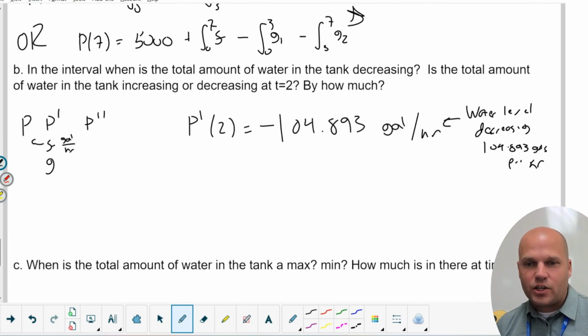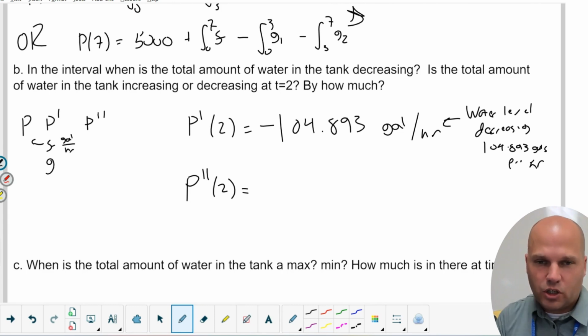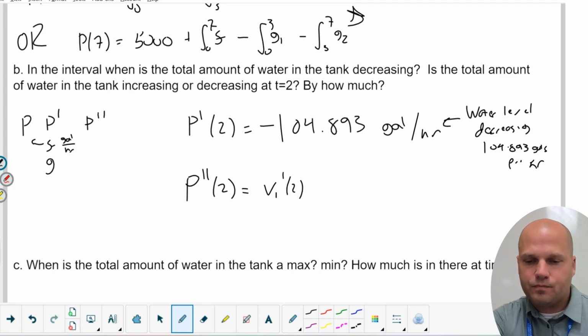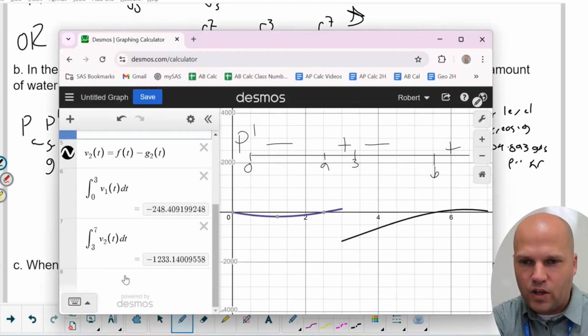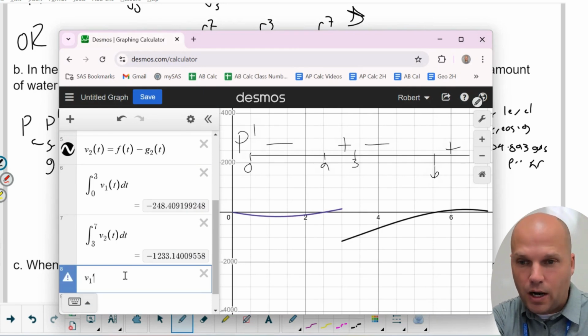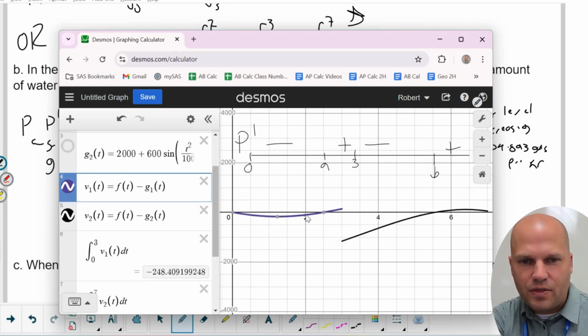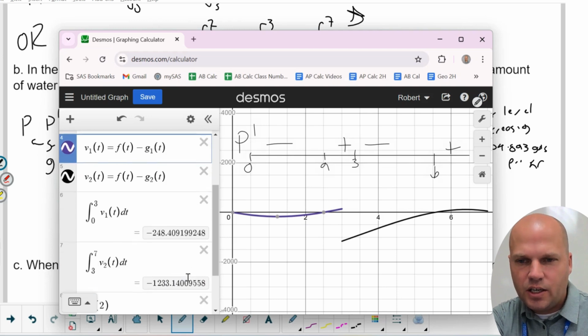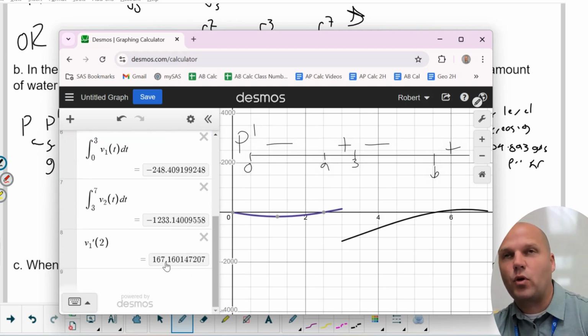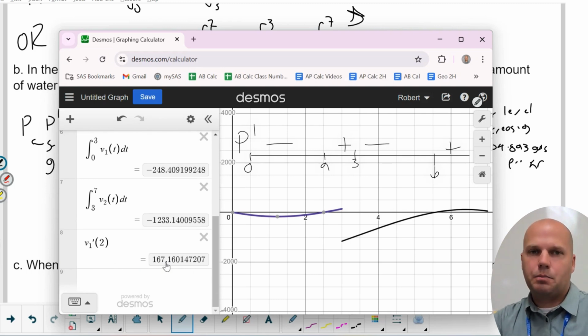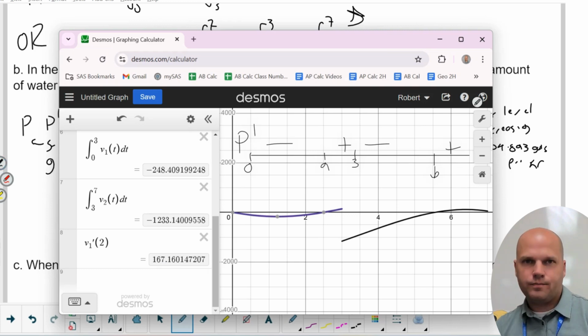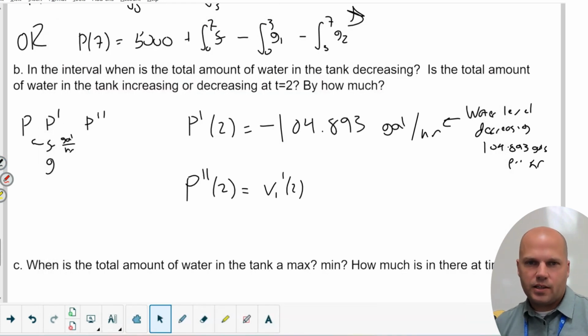And then if I asked you a question about whether the rate of change is increasing or decreasing, P double prime of 2, which I'll say is V1 prime of 2, which you can do very easily. V1 prime of 2 is 167. So you can see that this velocity is increasing. It's increasing 167.16 gallons per hour squared. You would say that since this is positive, the rate of change is increasing.